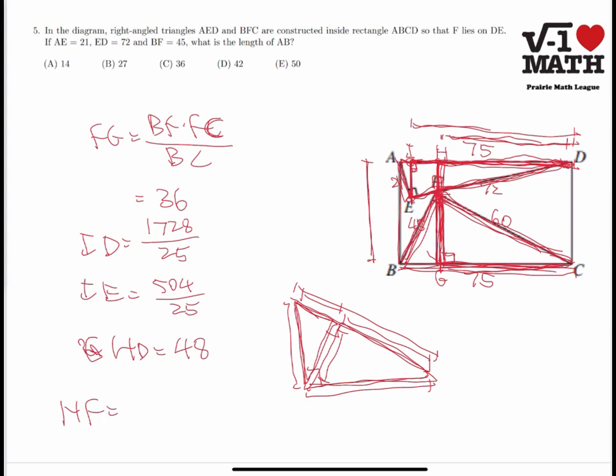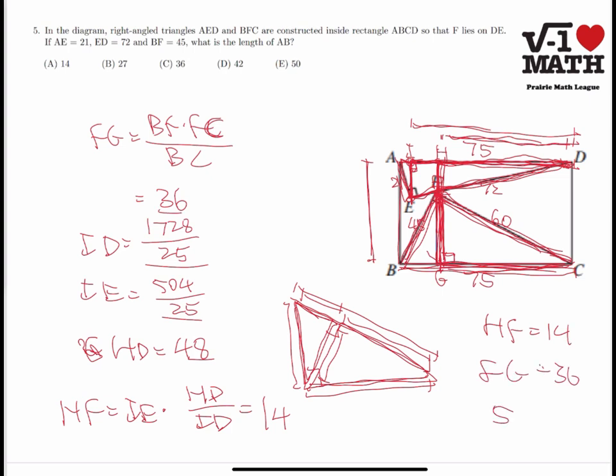HF is equal to IE times HD over ID. And if we divide out all these fractions, it turns out that we get a much nicer looking value of 14. So HF is equal to 14, and as we saw earlier, FG is equal to 36. Therefore, their sum is 50, which is option choice E.